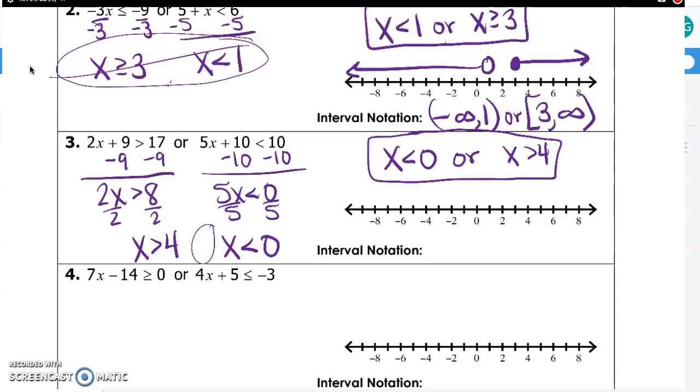So when I graph it, open at 0 and to the left. Open at 4 and to the right. Interval notation goes from negative infinity to 0, both parentheses, or 4 to infinity, both parentheses.